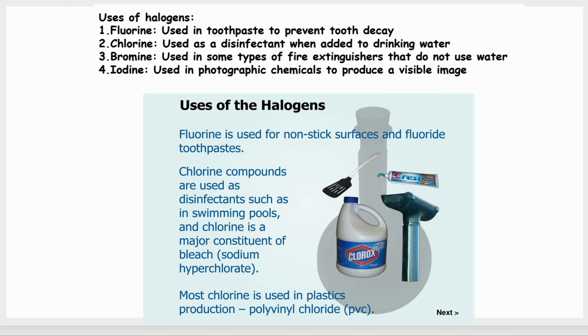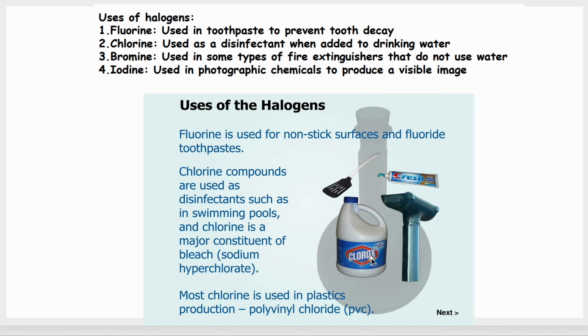Bromine also is sometimes used as a disinfectant, but here we can see that it's used in some types of fire extinguishers that do not use water. And iodine is used in photographic chemicals to produce visible images, and also it is used as a topical disinfectant. Topical means that it's only used on the skin, and it's used as well to clean wounds and to prevent the growth of bacteria.